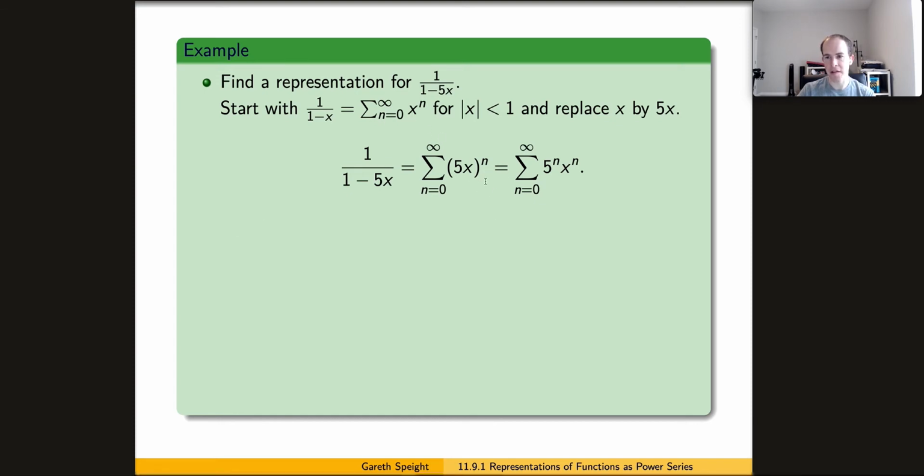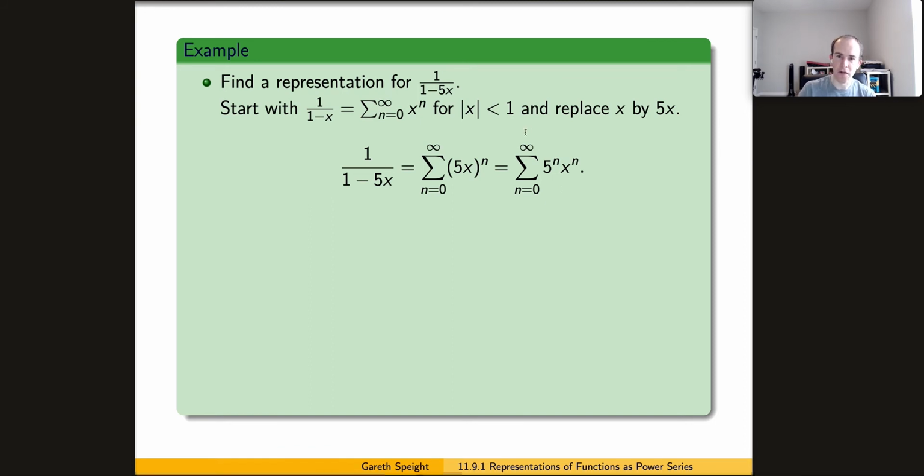So we have the sum of (5x)^n. Okay, and we can multiply that out. It becomes 5^n times x^n. So 1 over 1 minus 5x is equal to the sum of 5^n times x^n. Okay, and as usual with power series, we still want to know when this is true, but luckily there is an easy way to figure out when this is true.